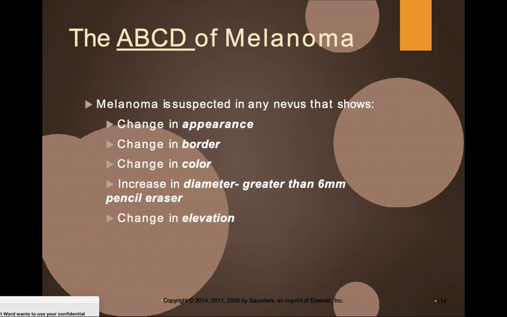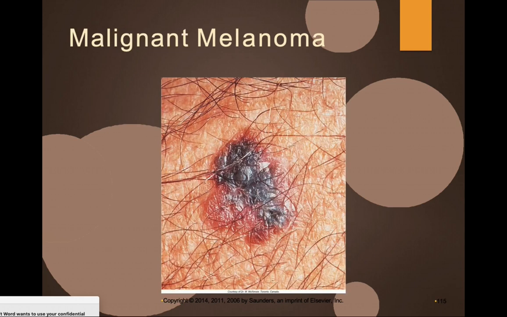This is where dermatologists come into play, right? People look at their own bodies more than anyone else. So if you notice on yourself something that wasn't there or it was there but it changed, that's what you want to get evaluated and checked. And here is a malignant melanoma. It's multicolored, it's irregularly shaped.